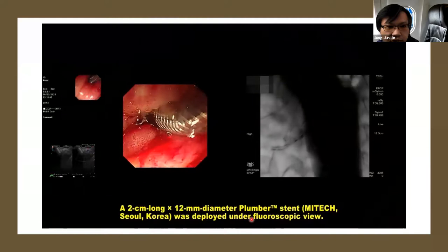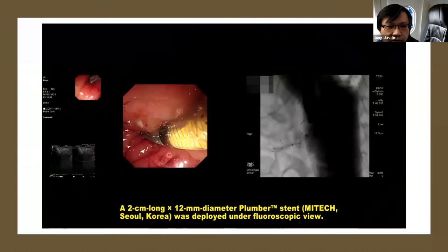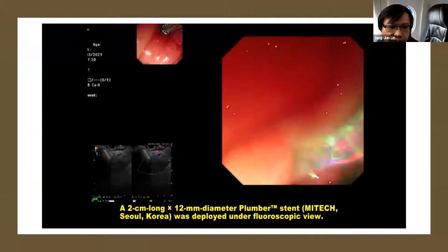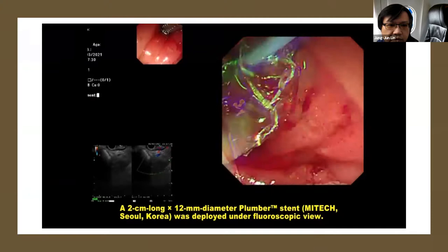The plumber stent was deployed. After the first flange was deployed, we pulled back the sheath, and you can see the black marker is seen in the endoscopy view. Then we start to deploy the second flange. So finally, we remove the sheath and the guide wire very slowly.